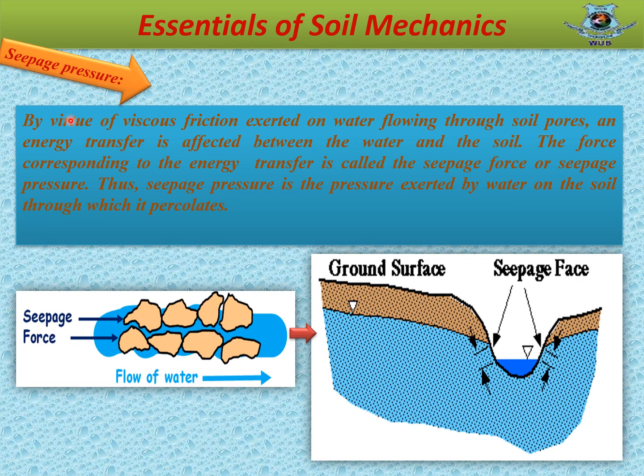Seepage pressure. By virtue of viscous friction exerted on water flowing through soil pores, an energy transfer is effected between the water and the soil. The force corresponding to the energy transfer is called seepage force or seepage pressure. Thus, seepage pressure is the pressure exerted by water on the soil through which it percolates. So we can say, seepage pressure is the force or pressure of water into the soil.